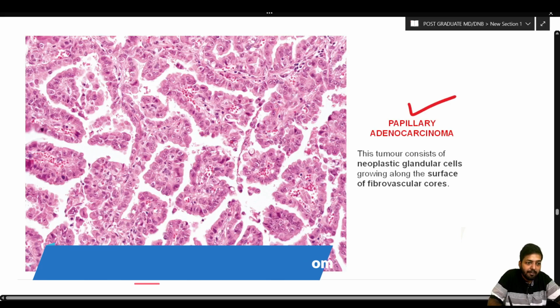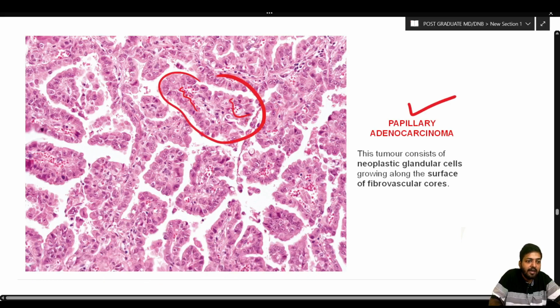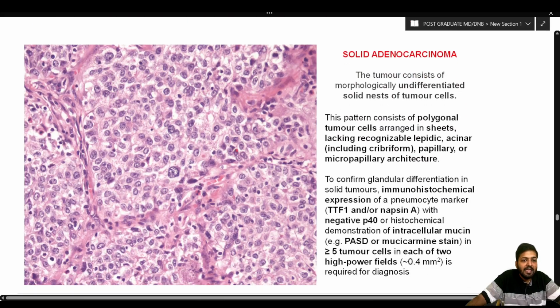You can see multiple papillae. In the center, you can see the fibrovascular cords. So the presence of the fibrovascular cords in all these papillae is suggestive of the papillary variety of adenocarcinoma. Next, we are having the solid variety of adenocarcinoma, where you see the tumor cells which are present in sheets.